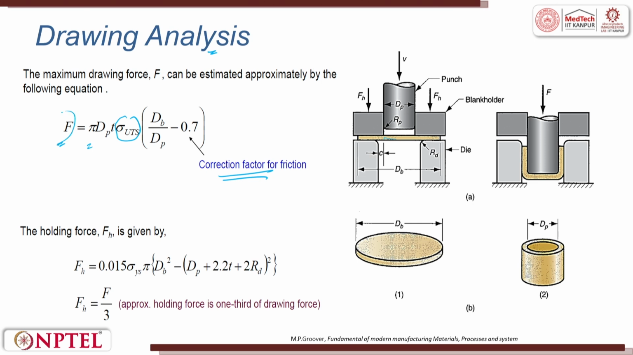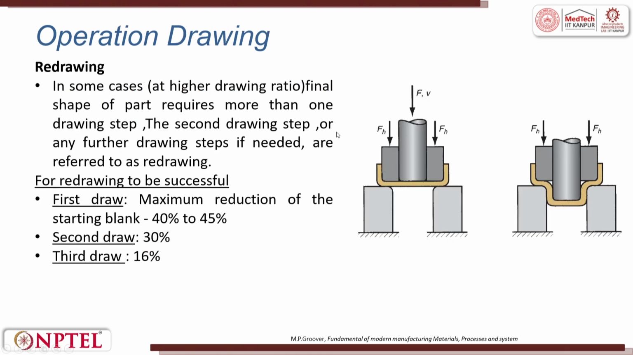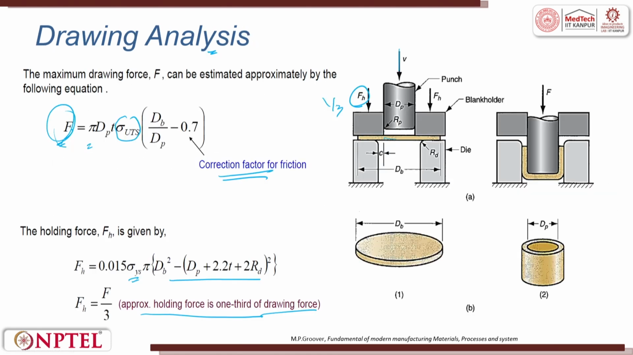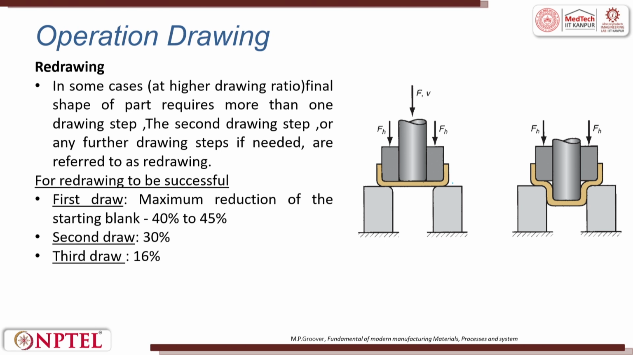Through this what we get is the force. This is the holding force, and this is the force with which the punch is moving. The holding force is equal to 0.015 times sigma yield strength times pi times a factor, and approximately the holding force is 1/3 of the drawing force. So, this is drawing. You can also have redrawing.